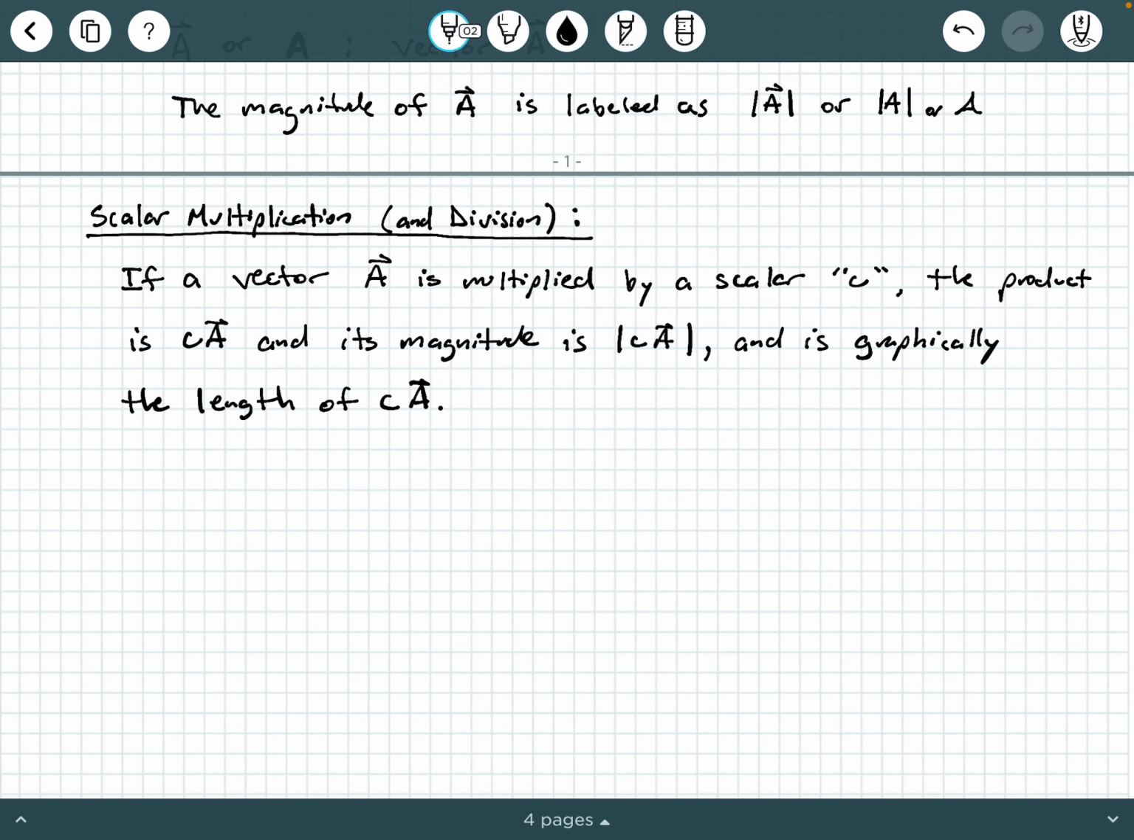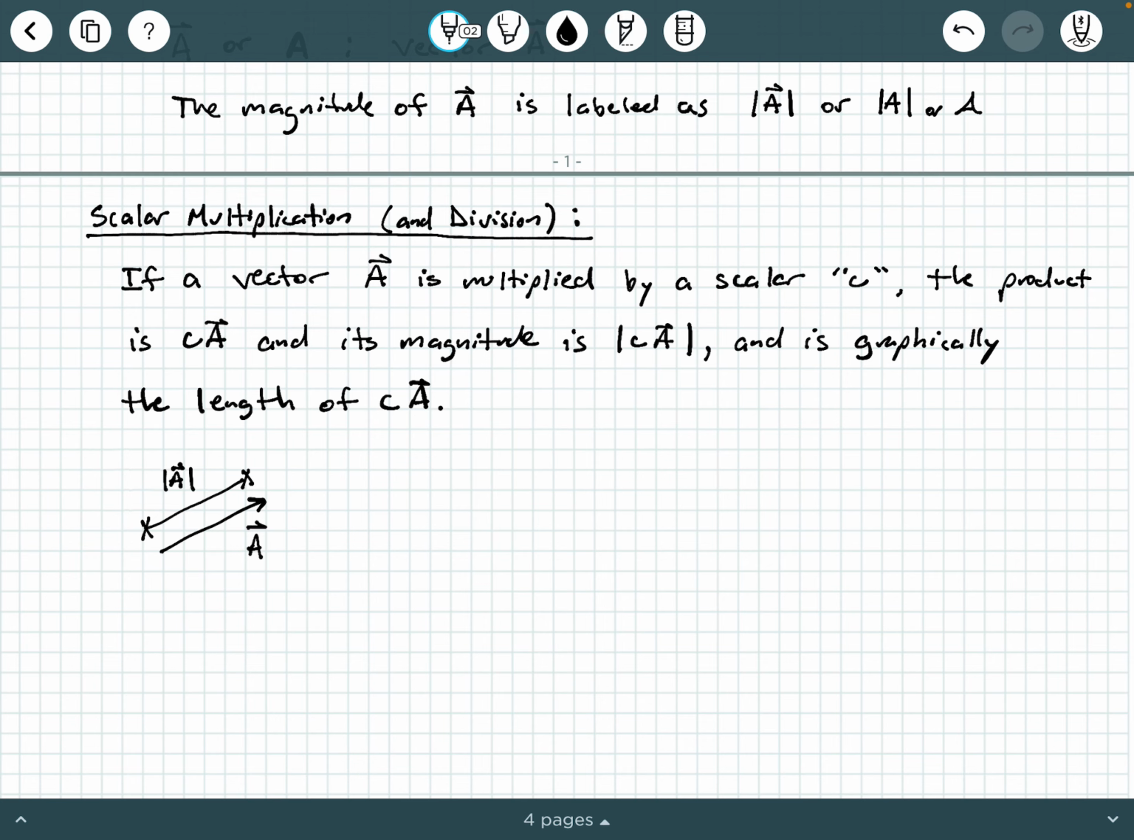All right, so what do we mean by this? Let's say that we have a vector A like this. Okay, this is vector A. And what is its magnitude? Well, graphically, the length of vector A, that is a really bad dimension line. Let me redraw that for you. Graphically, the length of vector A is its magnitude, so we'll draw that, okay?